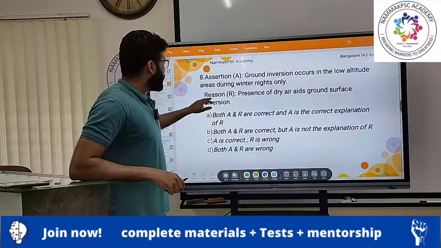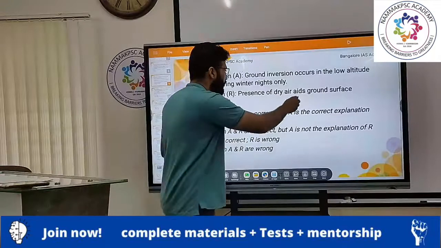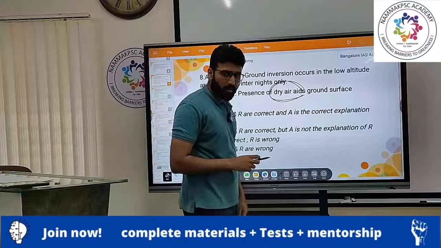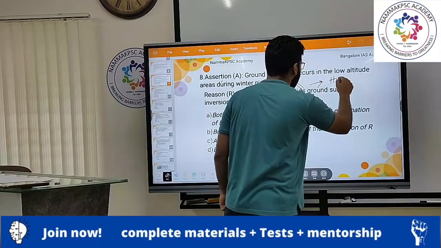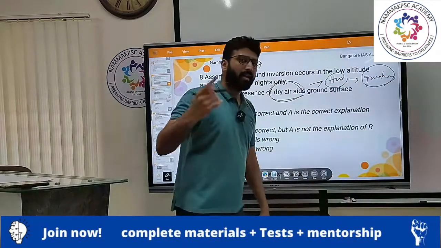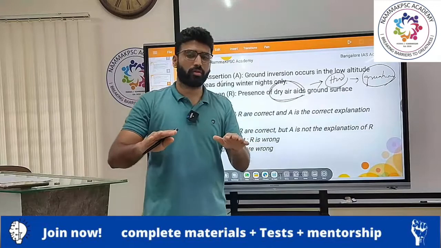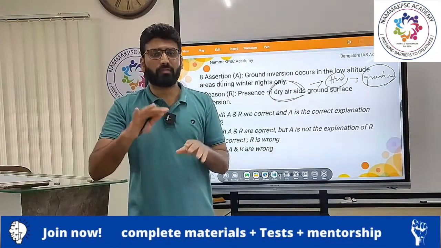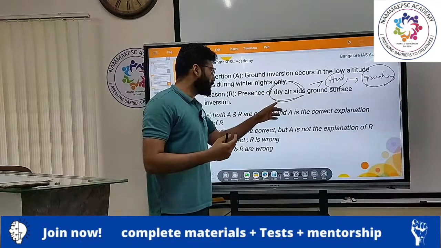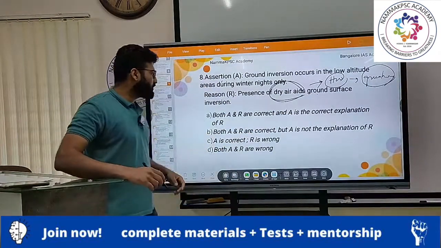So the assertion is correct. Reason: presence of dry air aids ground surface inversion. Yes. If the air is not dry, rather, if the air has a lot of water vapor, for example, this water vapor is nothing but a greenhouse gas, it will not allow the terrestrial radiation to escape, rather will trap the terrestrial radiation and will ensure that the surface close to the Earth's surface is warmer. If the atmosphere close to the Earth's surface is warmer, you will not have ground inversion. Therefore, it is also necessary that the atmosphere is dry. That is why no clouds. So presence of dry air aids ground surface inversion.